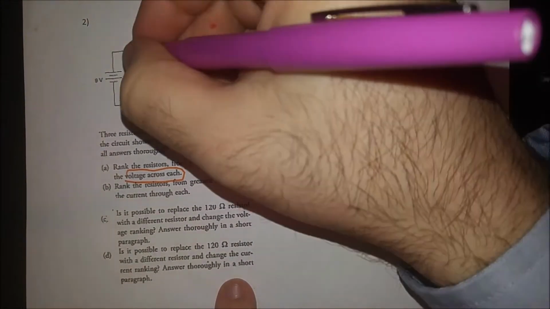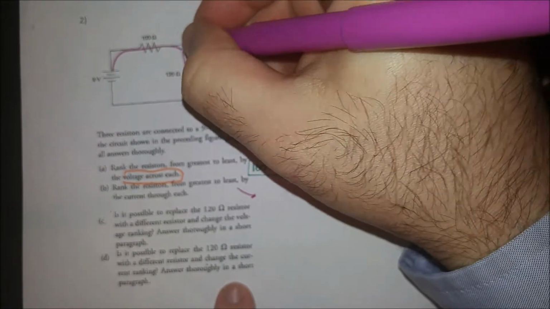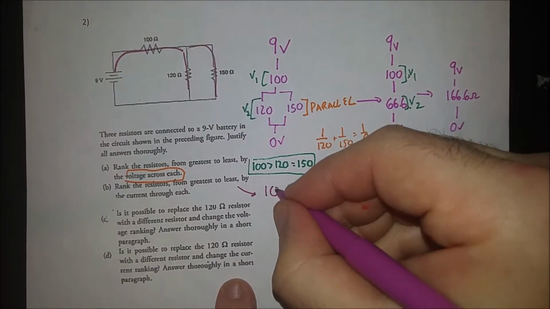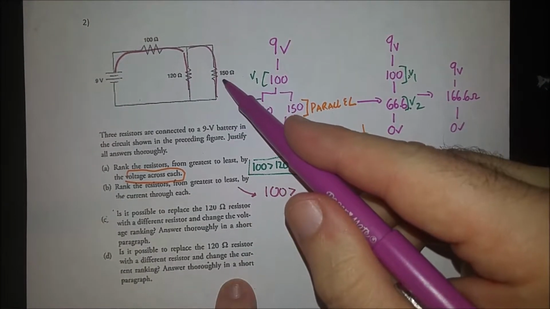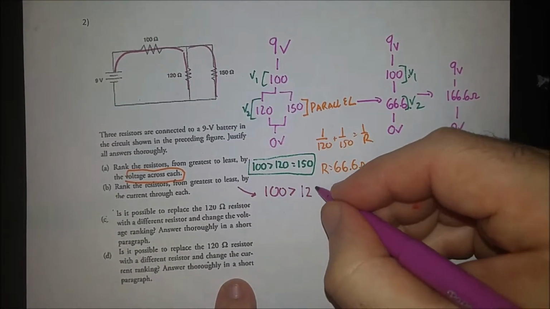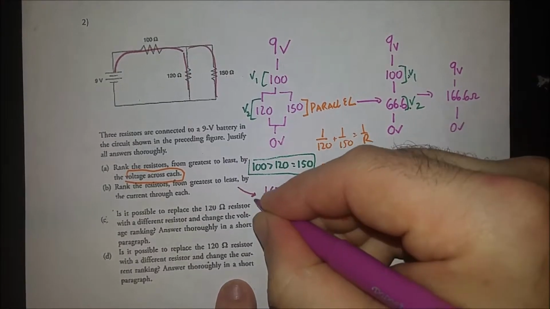Now for the next one, the current through each. I'm drawing it. All the current goes to the 100, and then it splits up. So the 100's the most, and then more is going to go through the less resistance one. And that's how I got that.